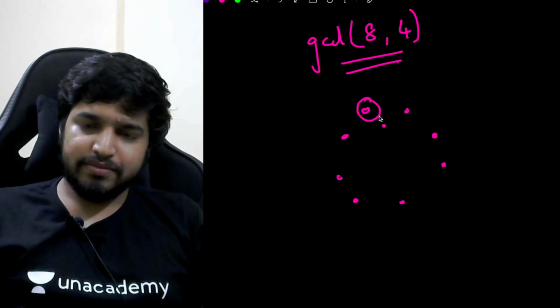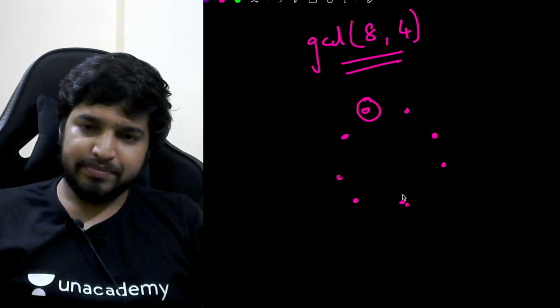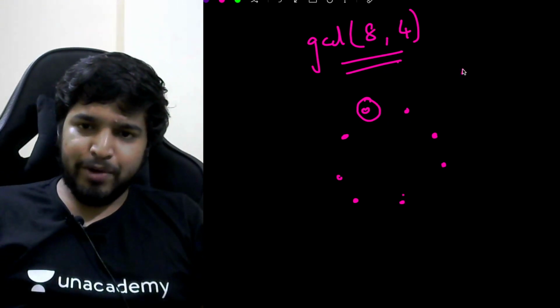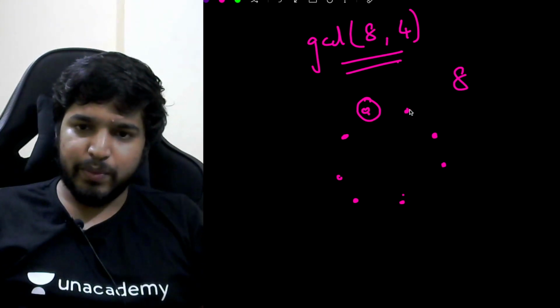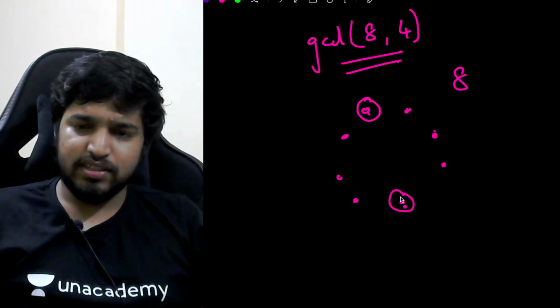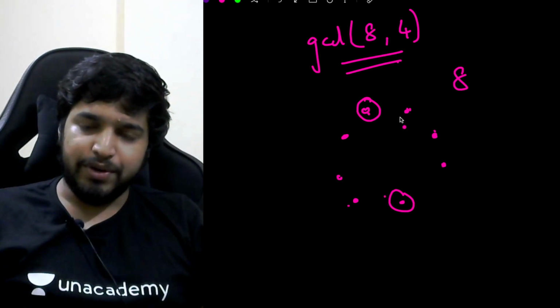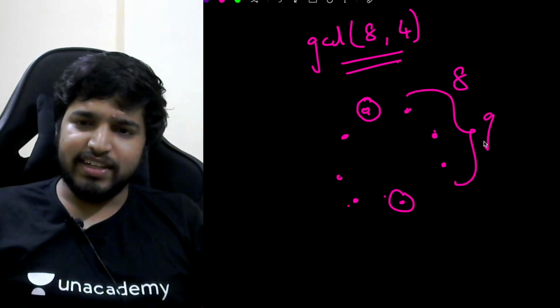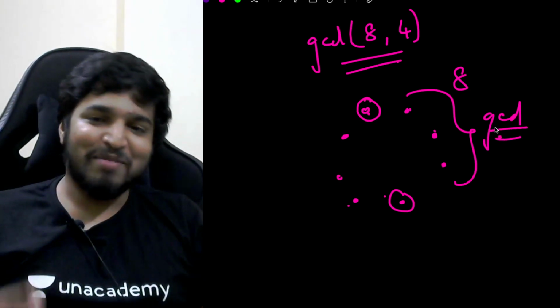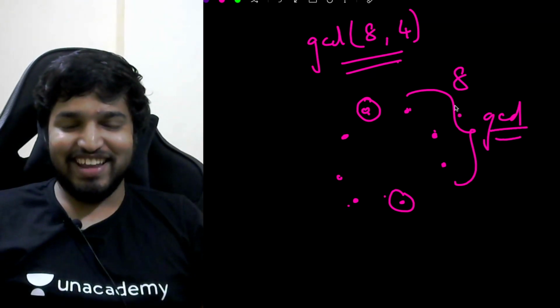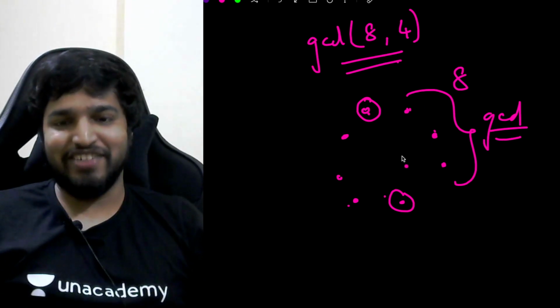Start from this point and go 4 steps. 1, 2, 3, 4, and mark this. Keep doing this till you reach an already marked point. 1, 2, 3, 4. So the gap between the points is the GCD. You might be a little confused. 8, 4 has only 2 points, so how do you generalize?